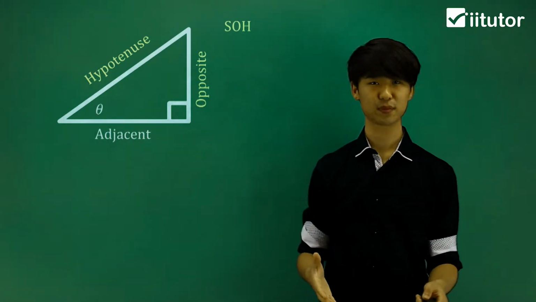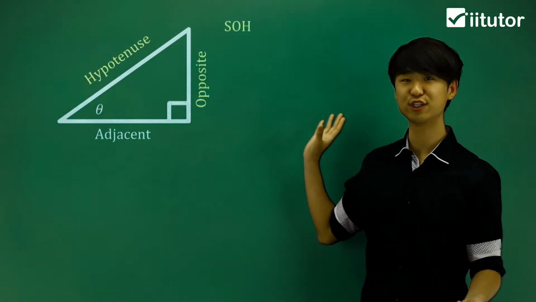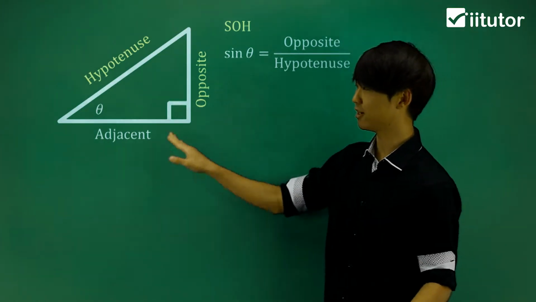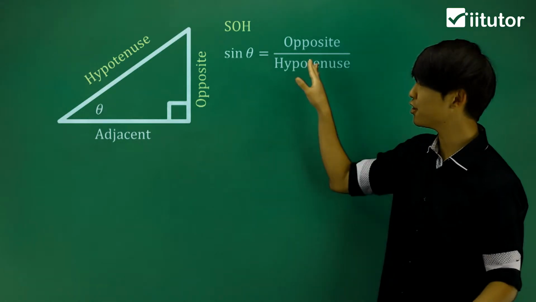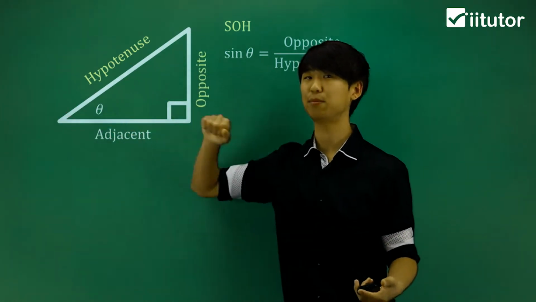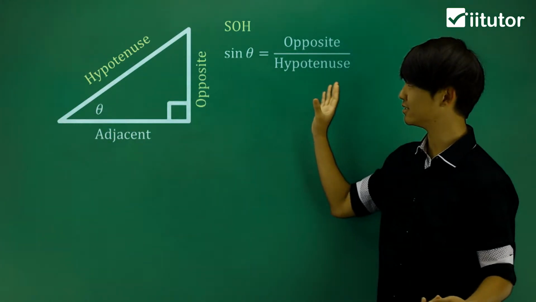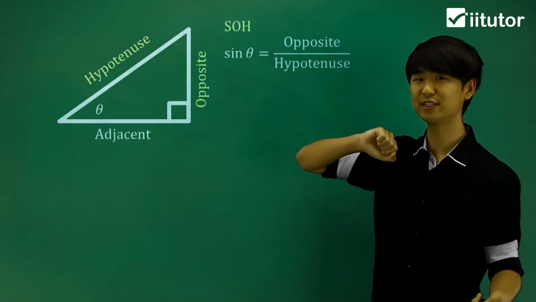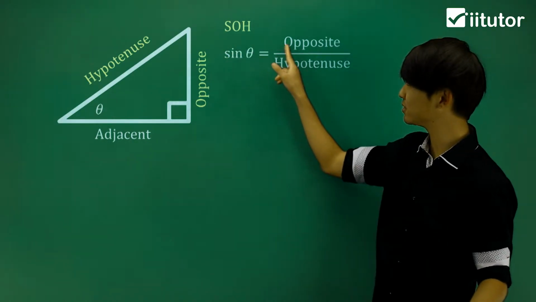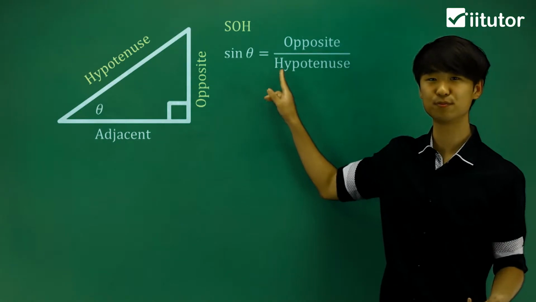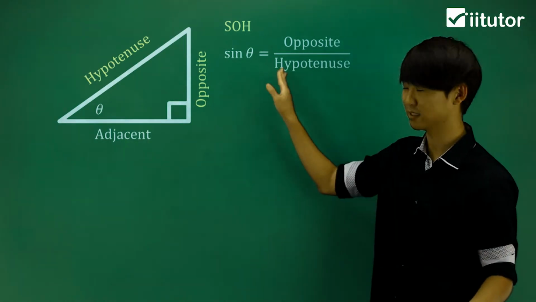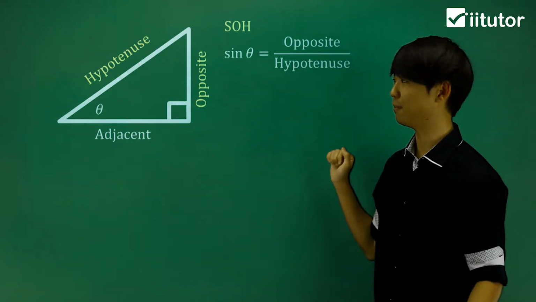Now, the first trigonometric ratio I'm going to introduce is called sine. Sine theta, so sine of this angle theta, is given by the ratio opposite divided by hypotenuse. So it's this opposite side divided by the length of this hypotenuse side. One way we can memorize this ratio is by looking at this little word SOH. S for sine equals O for opposite over H for hypotenuse. It's not compulsory, but we can use this little word to help us memorize that sine theta is opposite over hypotenuse.